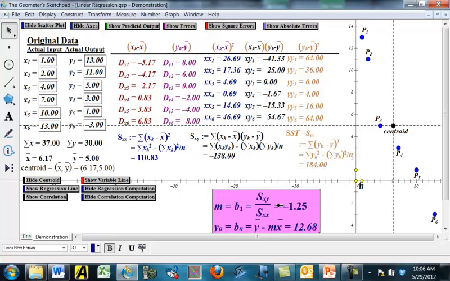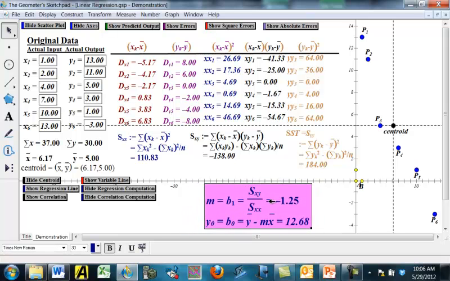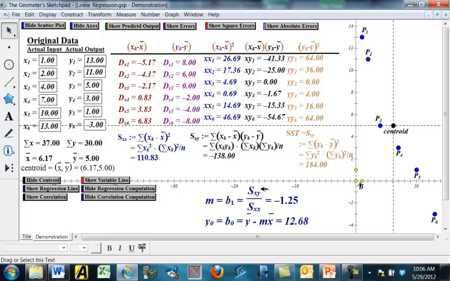Now we use those numbers, or at least some of those numbers, to compute the equation of the regression line. First of all, remember the formula for a line is y equals mx plus y sub 0. The m is the slope of the line, and the slope is found by taking Sxy, that's the negative 138 in this case, divided by Sxx, the 110.83. So you take that number divided by that number. In this case, it rounds off to negative 1.25. That's the slope of our line.